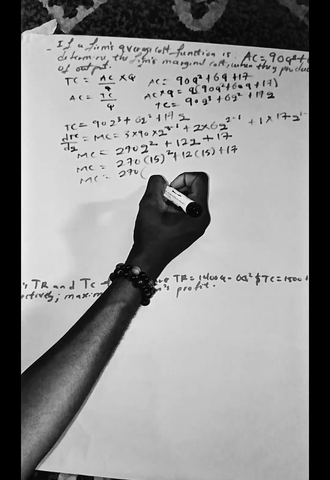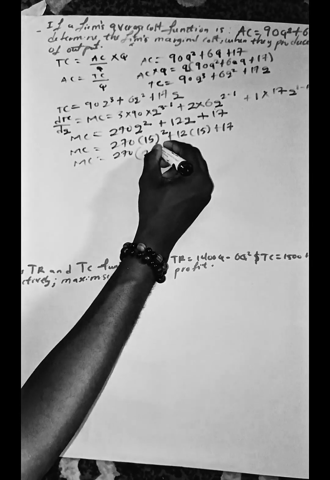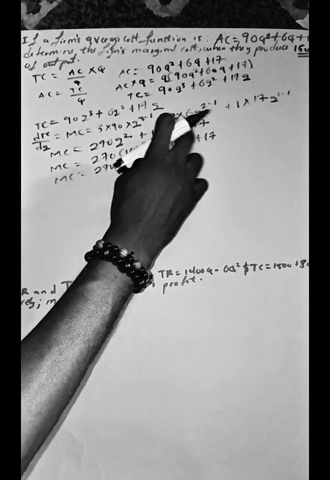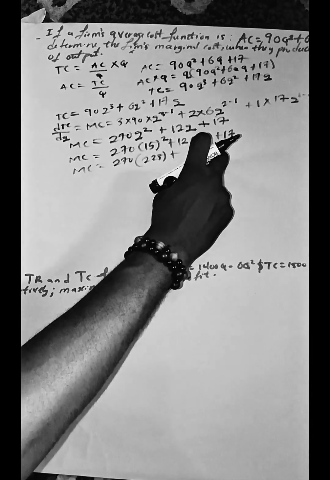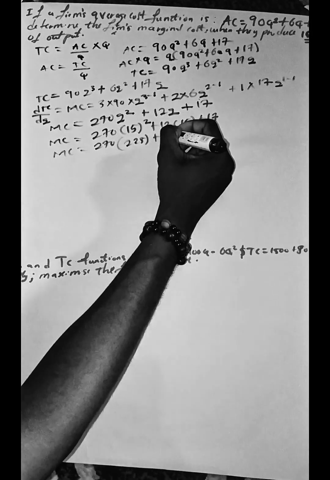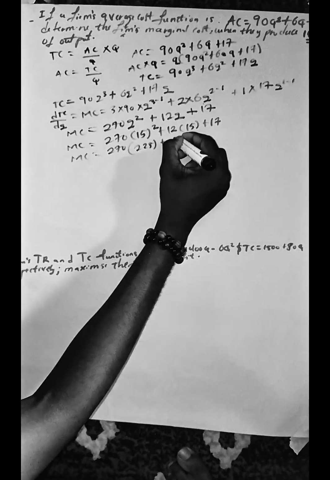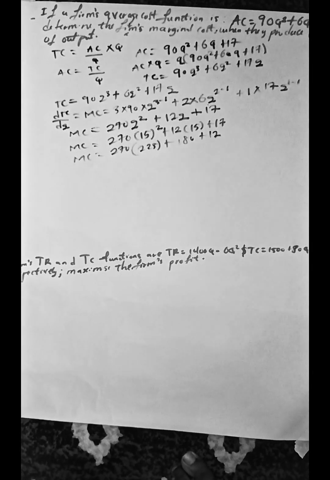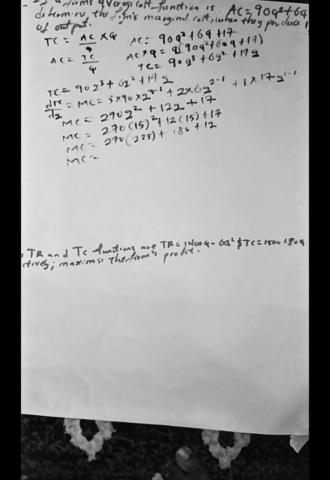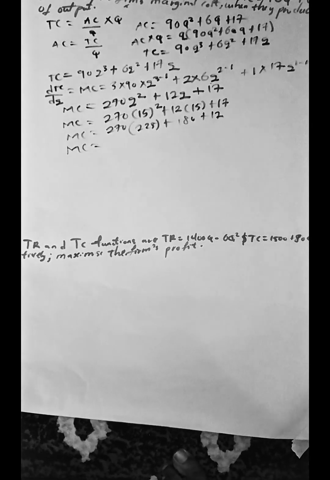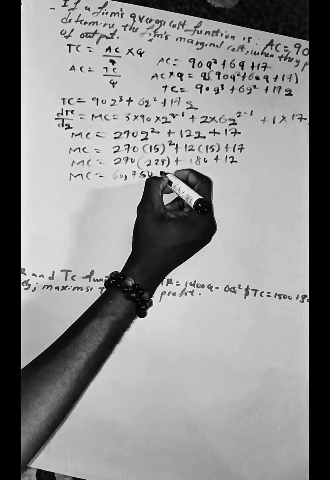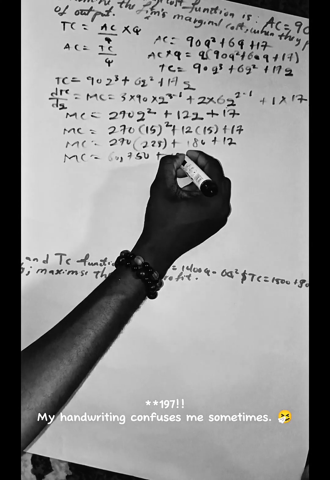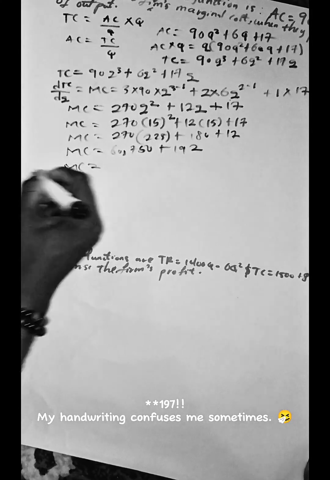270 times 15 squared, that's 225, plus 12 times 15. 10 times 10 is 100, 10 times 5 is 50, 100 plus 50 is 150, then 2 times 10 is 20, 150 plus 20 is 170, 2 times 5 is 10, 170 plus 10, that's 180, I think. So that's 180, then plus 17. So let's simplify. Our marginal cost is equal to 270 times 225. This is 60,750, then plus 192.